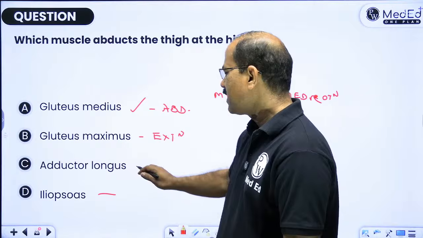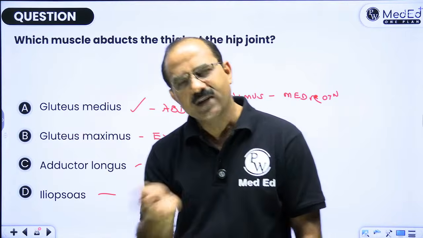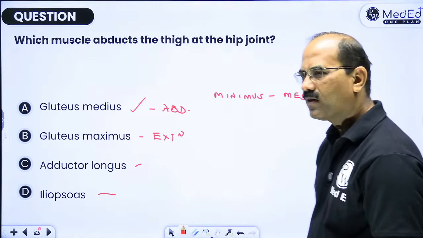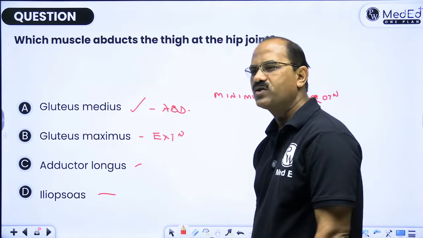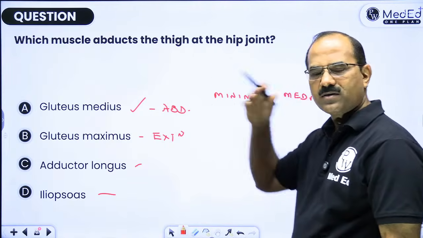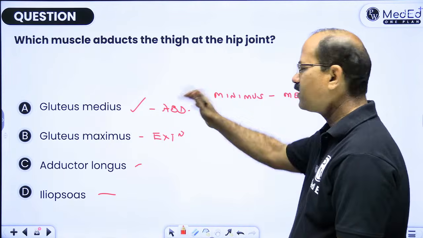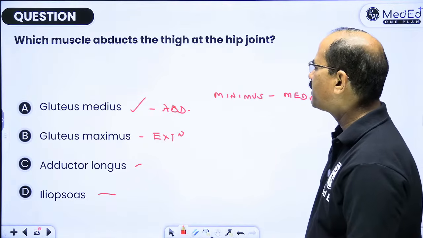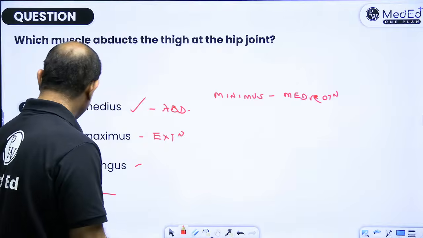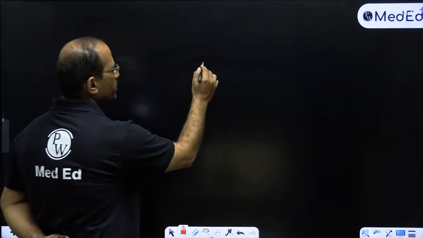Adductor longus क्या करेगा? Adduction at the hip joint. नाम ही है adductor longus, so it will do adduction at the hip joint. Fine. बच्चे याद रखना, just remember the nerve supply of all this. That's very important. एक छोटा सा चीज बोलता हूँ, just for your benefit. You know obturator nerve.